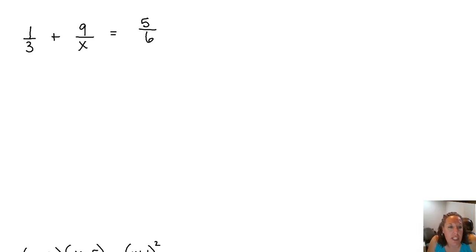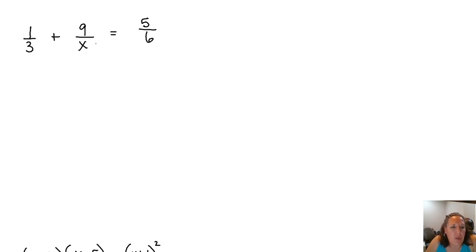Hello. In this video, we're going to take a look at some equations that don't really look like linear equations, but when we go through and simplify them, we will see that they are, in fact, linear equations. So our first one, we've got 1/3 plus 9 over x equals 5/6.